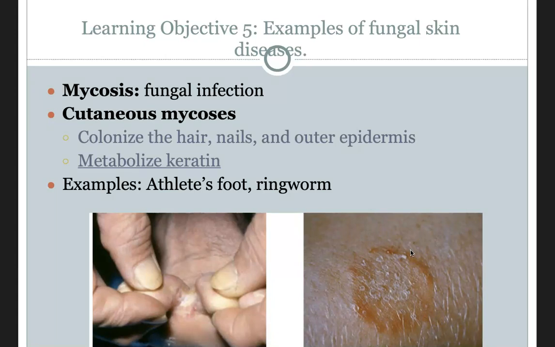And also, if the fungus gets onto hair or fingernails or toenails, it usually turns it yellowish, brittle. The fingernails and toenails will look different. The hair might become brittle and fall out. Those would be other examples of fungal infections.